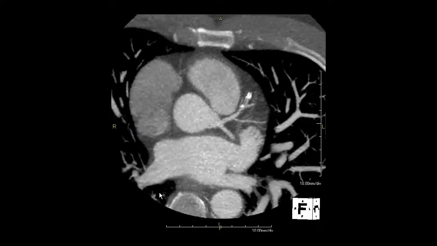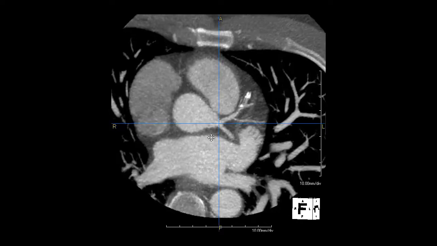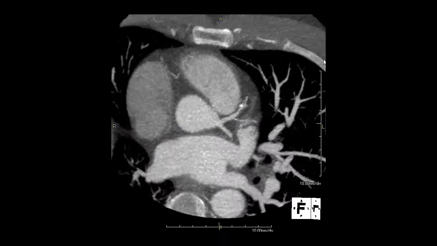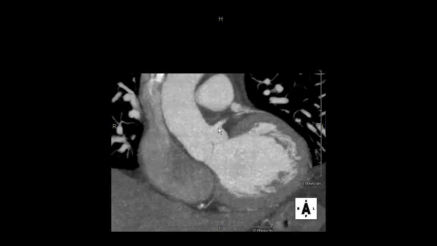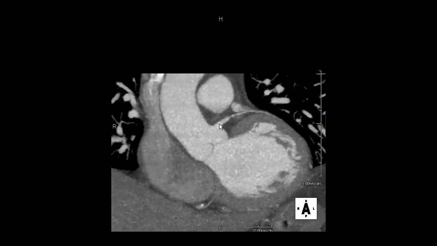We begin our review by looking at the left main coronary artery. This appears to be relatively short. If I switch to an anterior view, this otherwise appears to be generally normal, although there may be some very minimal disease in this area.